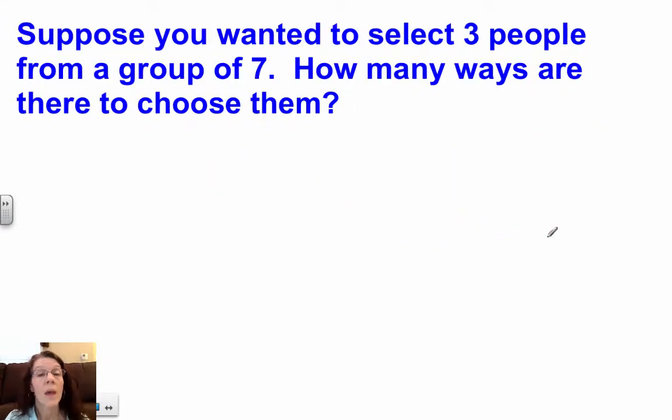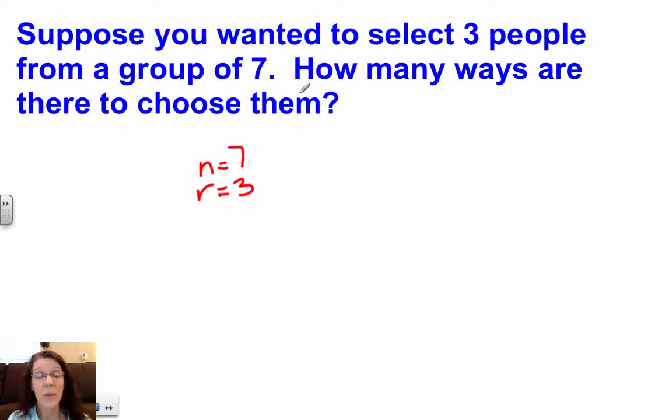Okay. Now, suppose you wanted to select 3 people from a group of 7. We have 7 people in our group, so we know that N is 7. We're choosing 3 of them, so R has to be 3. But we have to decide, is this a permutation? Does the order matter? Or is it a combination? Does the order not matter?